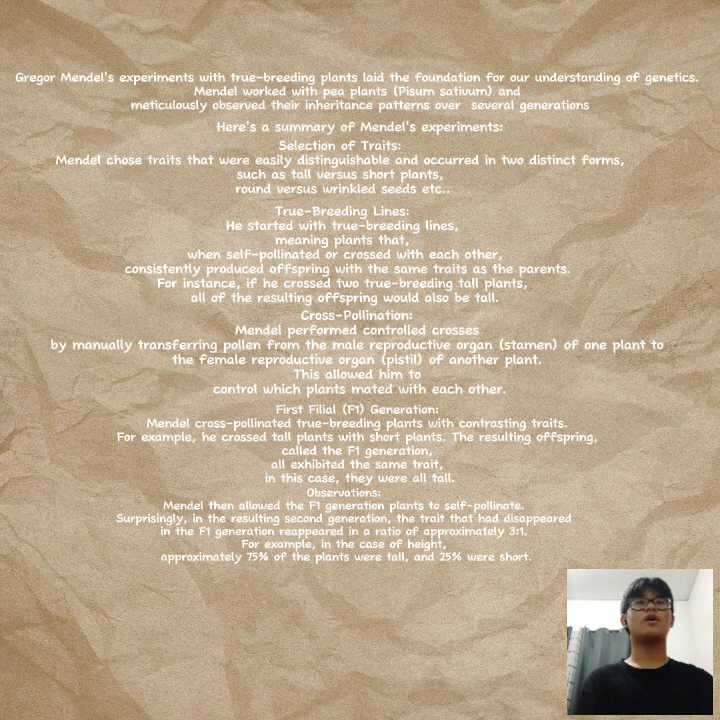So now is observation. Mendel then allowed the F1 generation plants to self-pollinate, and surprisingly, in the resulting second generation, the traits that had disappeared in the F1 generation reappeared in the ratio of approximately 3:1. For example, in the case of height, approximately 75% of the plants were tall, and 25% were short.